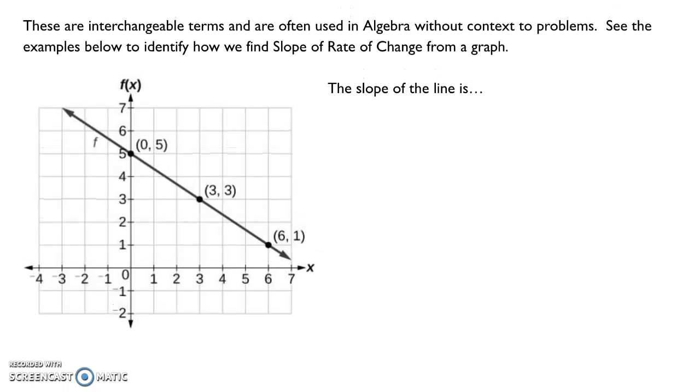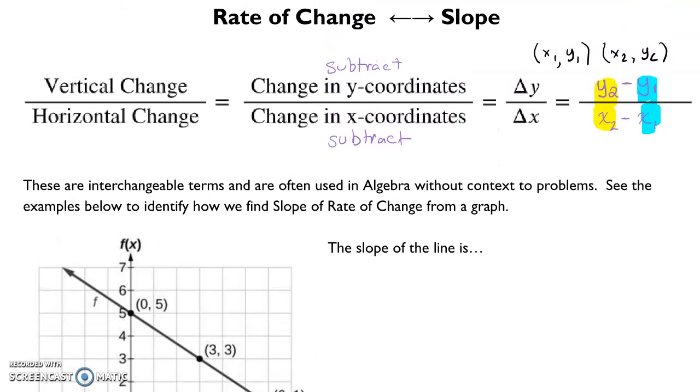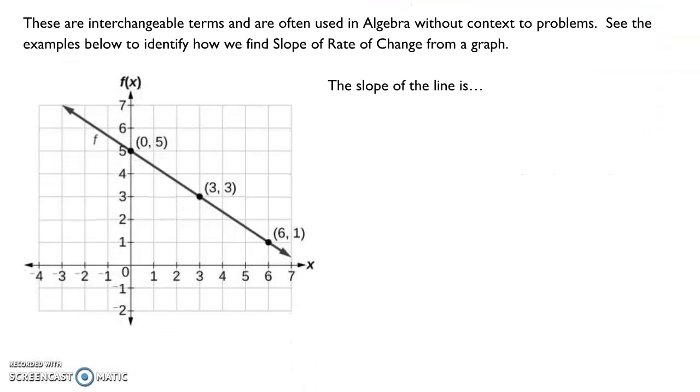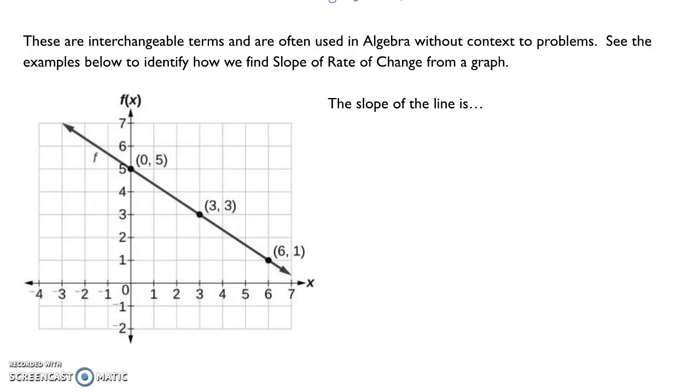They're interchangeable terms, slope and rate of change. As we see up here, rate of change and slope. Okay? And they're often used in algebra without context to the problem. We've been talking a lot about describe the context, but we have no context in this graph. So this example below, we'd want to find the slope or the rate of change.